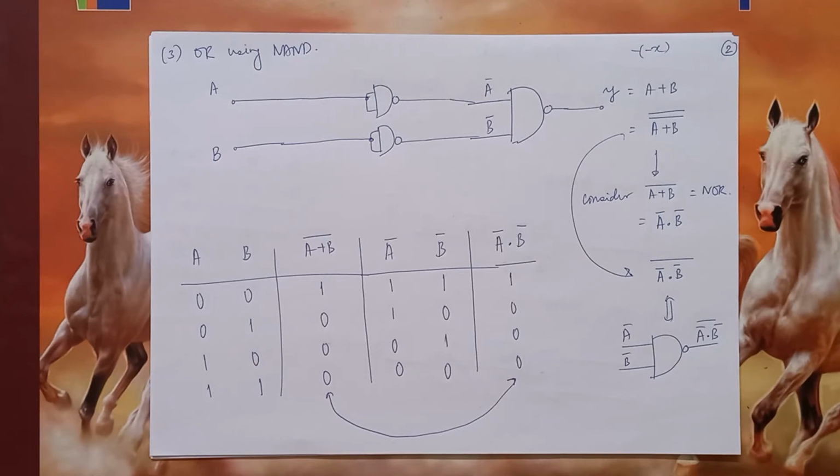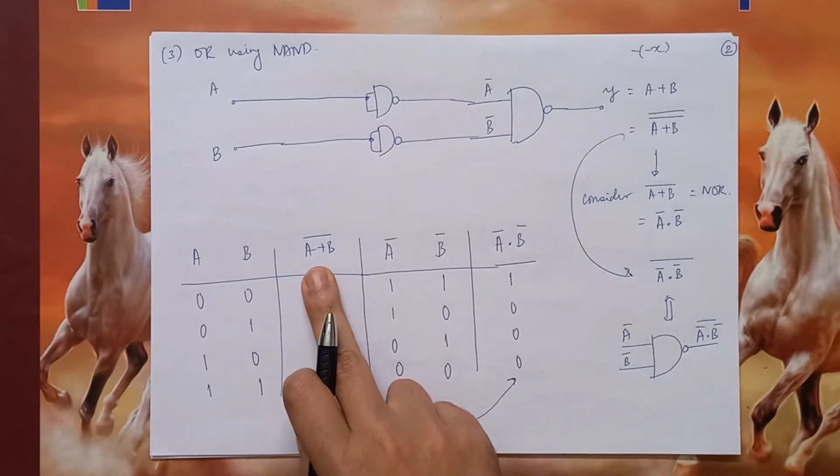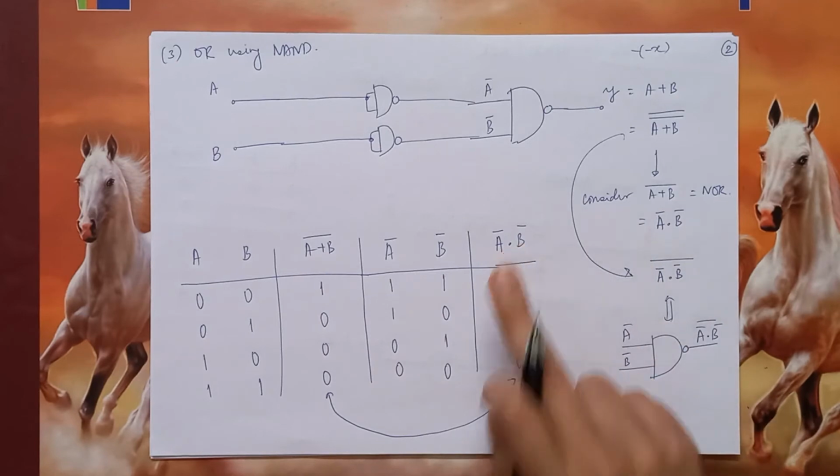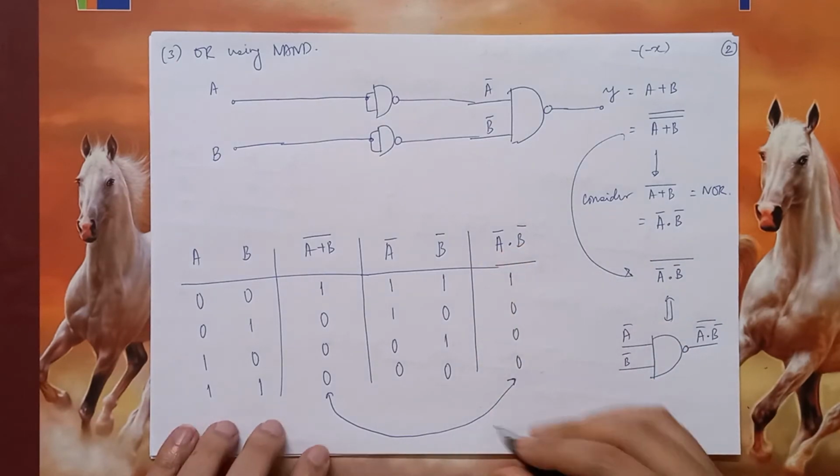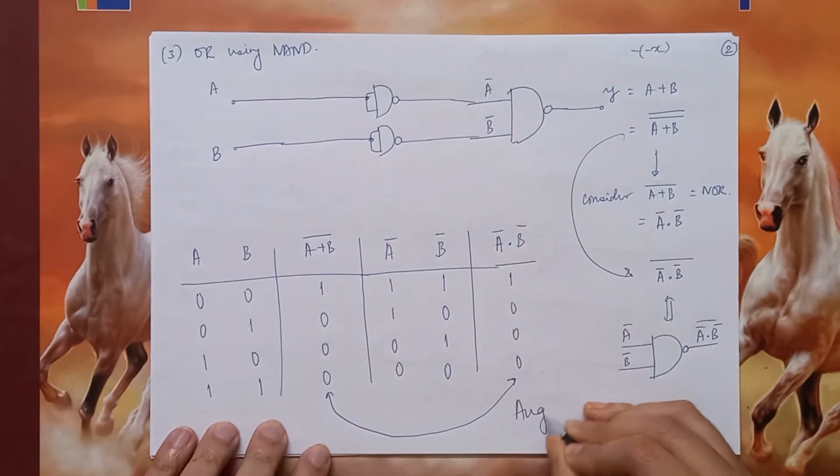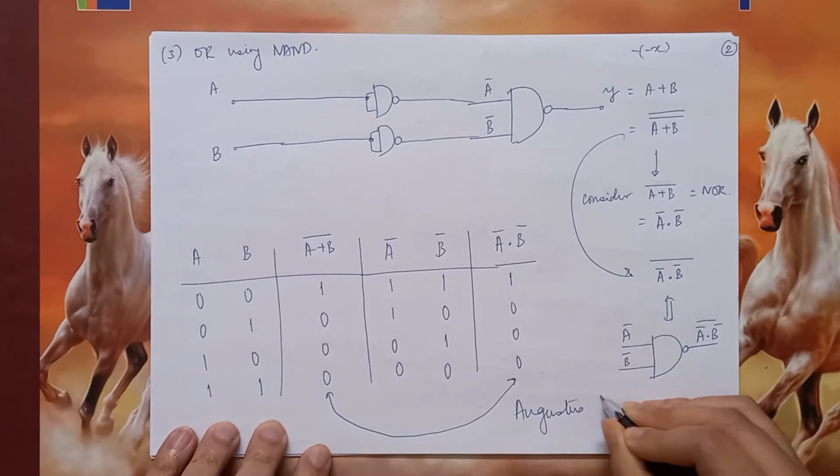Now, the mathematician who came up with this relationship where a plus b, the whole bar, is equal to a bar dot b bar, his name was Augustus De Morgan.